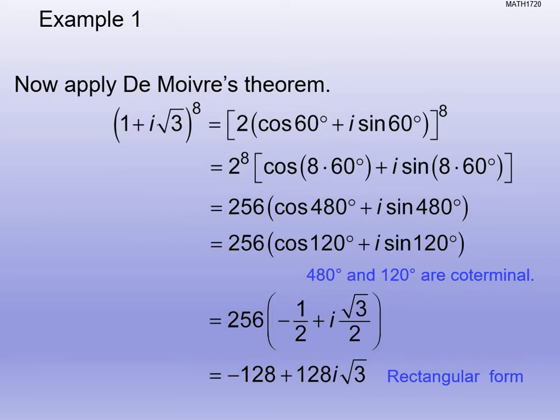Hopefully, these aren't really too bad. What we have to do first is put it into trig form, then apply DeMoivre's theorem, and then simplify everything down, and we're in rectangular form.